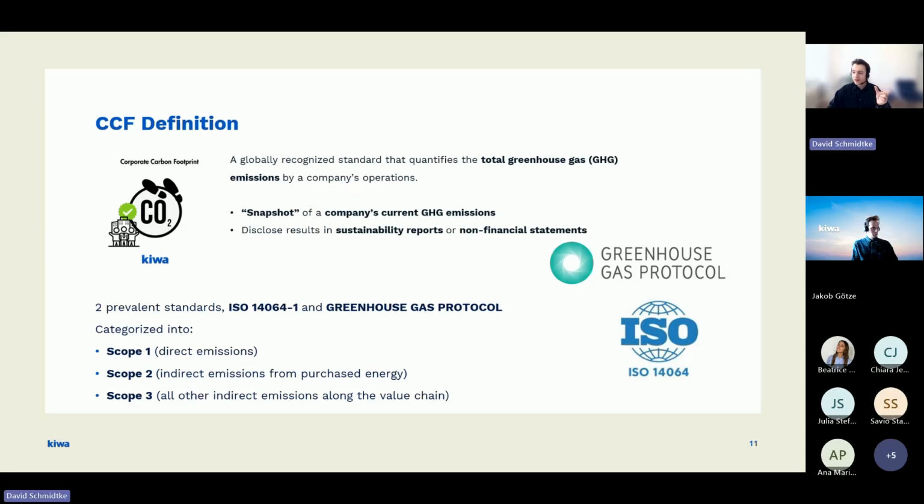And for Scope 3, there is a difference between the GHG protocol and the ISO standard, because in the GHG protocol you have Scope 3, and in the ISO standard Scope 3, while containing all the same data, it is split into 4 different categories.